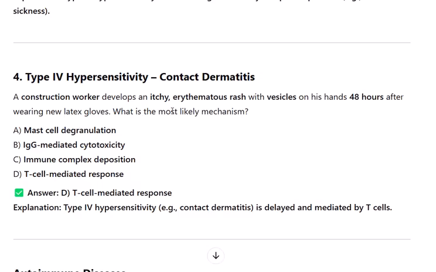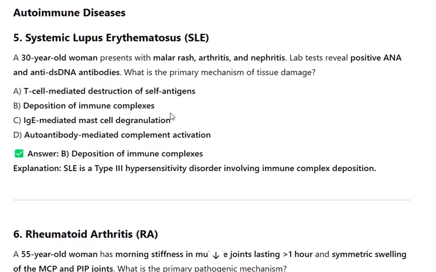Autoimmune diseases. 5. Systemic lupus erythematosus, SLE. A 30-year-old woman presents with malar rash, arthritis, and nephritis. Lab tests reveal positive ANA and anti-dsDNA antibodies. What is the primary mechanism of tissue damage? A. T-cell-mediated destruction of self-antigens. B. Deposition of immune complexes. C. IgE-mediated mast cell degranulation. D. Autoantibody-mediated complement activation. Answer: B. Deposition of immune complexes. Explanation: SLE is a type 3 hypersensitivity disorder involving immune complex deposition.